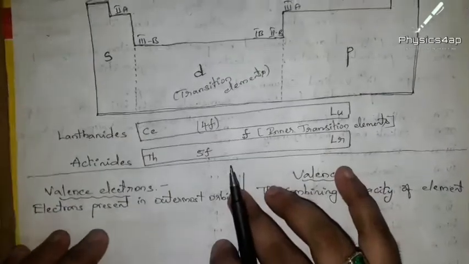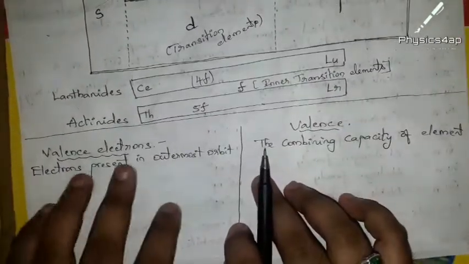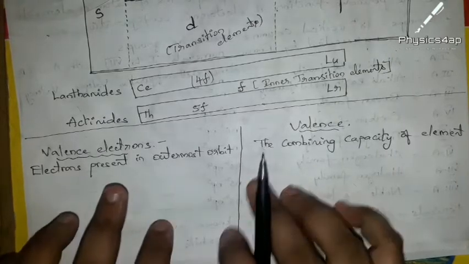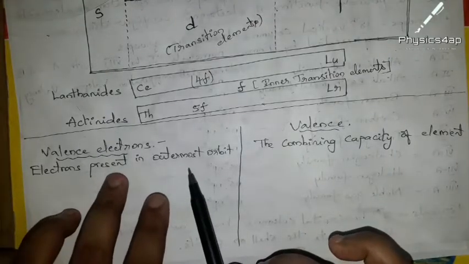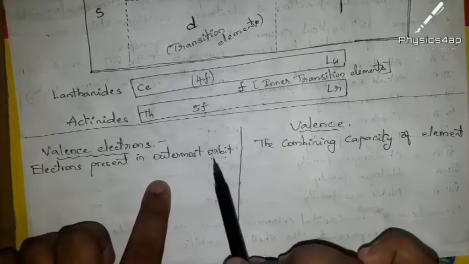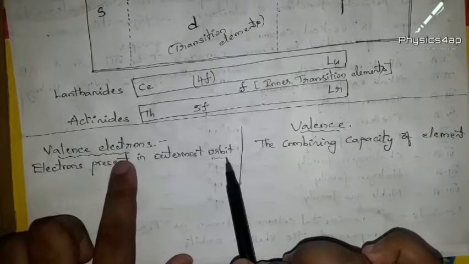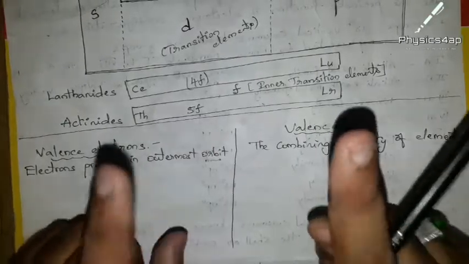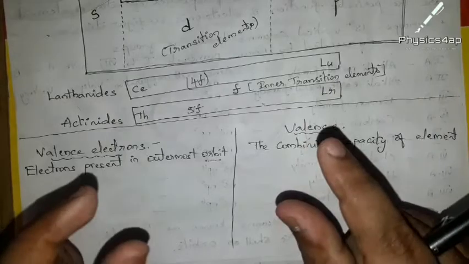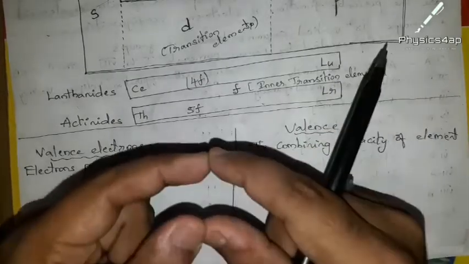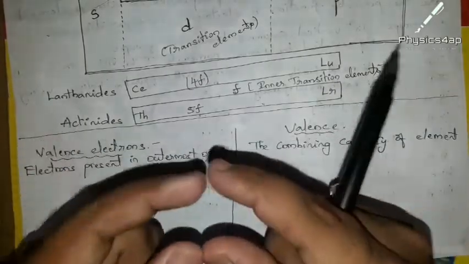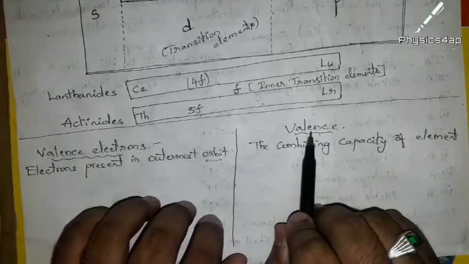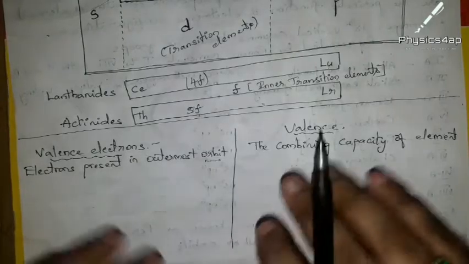Now coming to the valency electrons and valencies. Valency electrons are nothing but the electrons which are present in the outermost orbit. How many electrons are present in the outermost orbit is called the valency electrons, and the combining capacity of the element is called the valency. That is, if we take two elements and they need to combine together to form a compound, the combining capacity of these two elements is called the valency. We'll be having an episode upon this also.